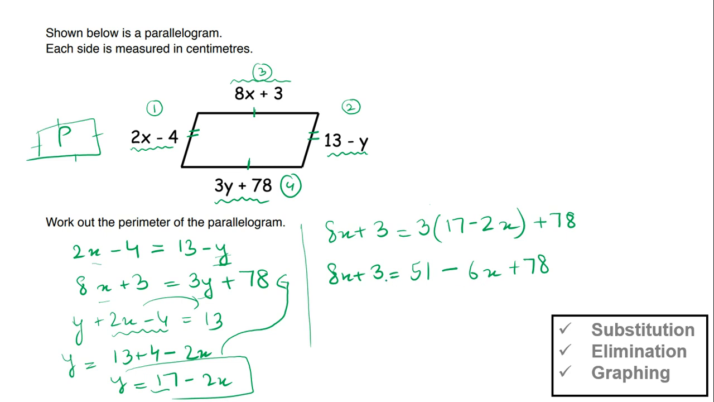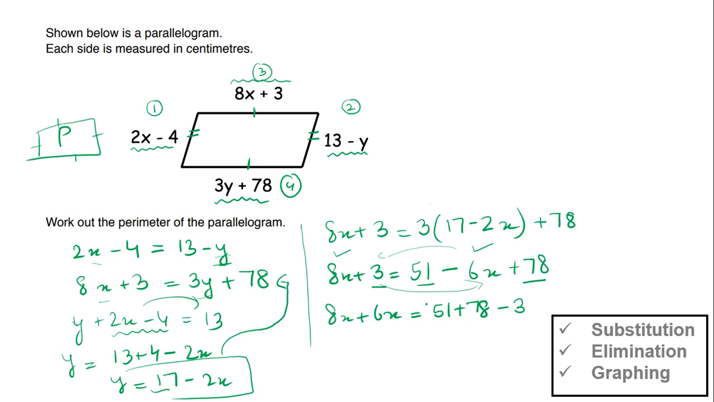Now what I am supposed to do is that here I have a number, here a number, here a number. I got to make sure that all my numbers come on one side, and here I have a variable, here I have a variable. Got to make sure that all my variables come on one side. So this negative 6x goes to the other side, turns into positive. This positive 3 comes to this side, turns negative. So I'm going to do 8x plus 6x equals 51 plus 78 and minus 3. Why negative? Because when positive 3 goes to the other side, it turns into negative.